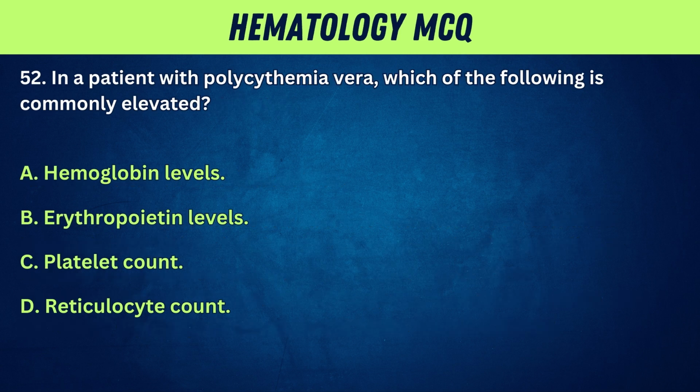52. In a patient with polycythemia vera, which of the following is commonly elevated? A. Hemoglobin levels. B. Erythropoietin levels. C. Platelet count. D. Reticulocyte count.